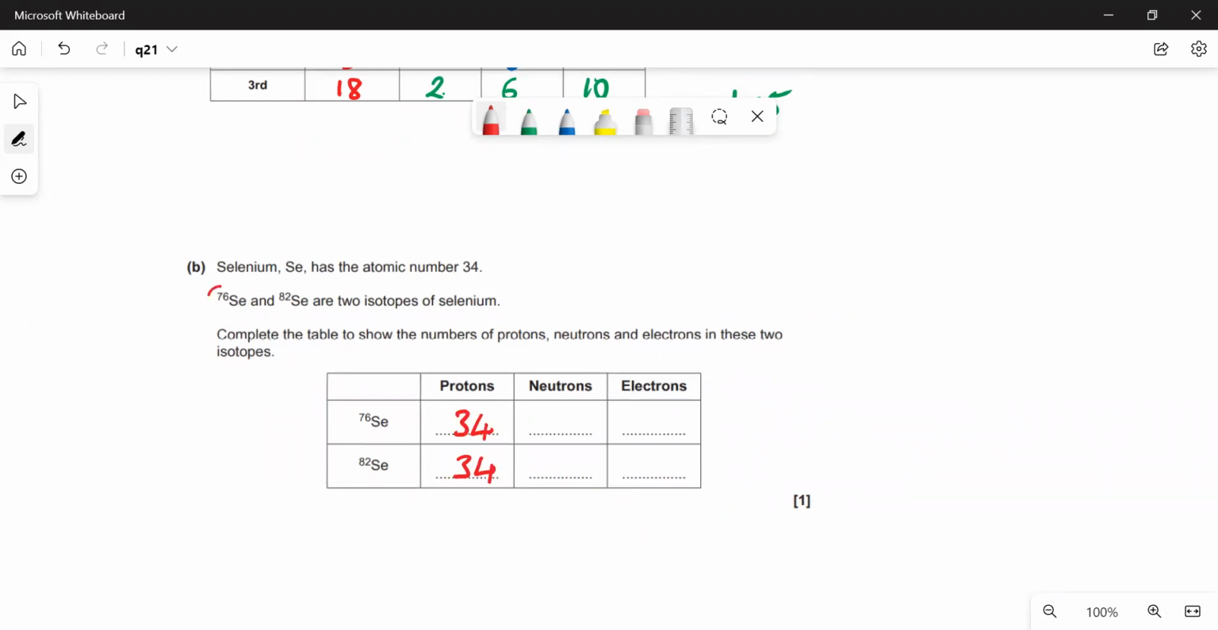Well, that's the mass number, so you take away the atomic number from the mass number. So 76 minus 34 gives us 42. And this one has got 6 more. It's 82, so that's going to be 48, isn't it? How many electrons? These are neutral atoms, so the same number of electrons as protons, so it's 34 electrons in each.